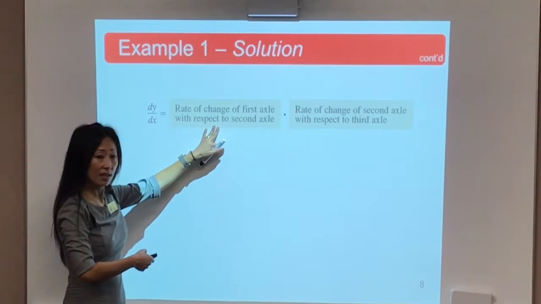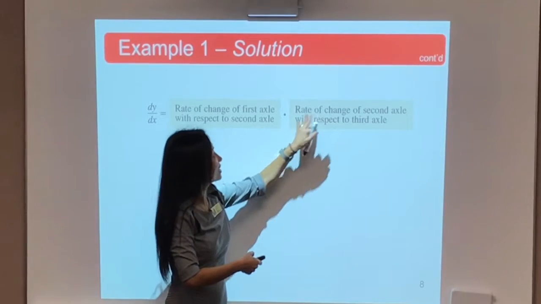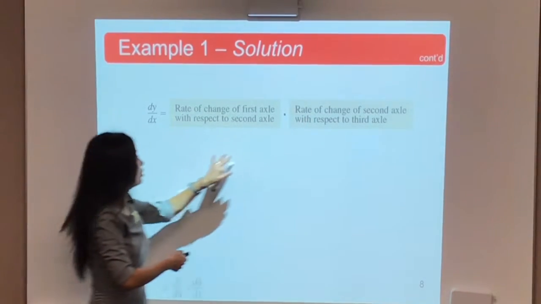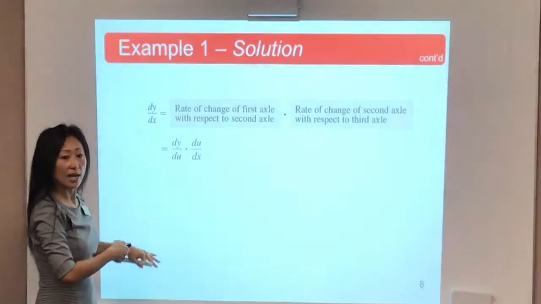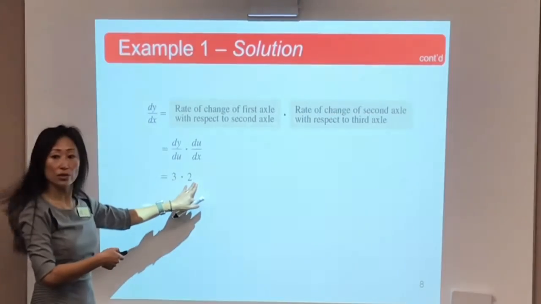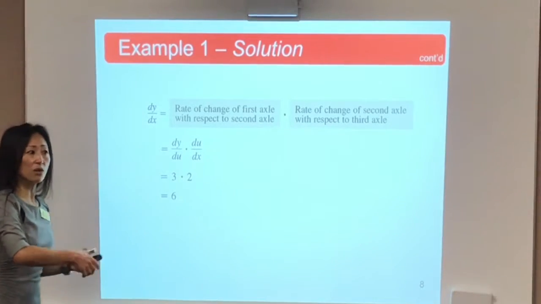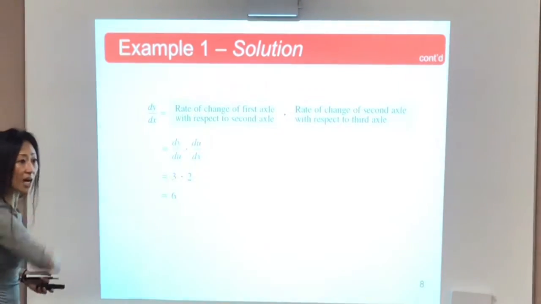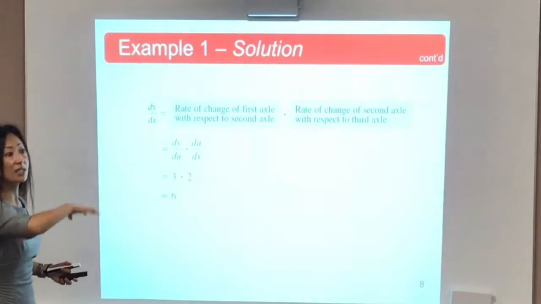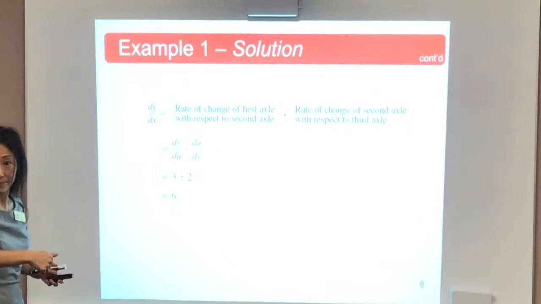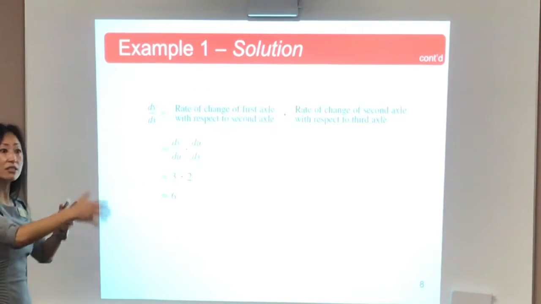and next, the rate of change of the second axis with respect to the third axis. What do you get? This, right? What's the number? 3 and 2. So what do you end up with? 6. In other words, the first one does the work 6 times, then moves the entire thing 1 time. That's what that means. So that's a chain rule.